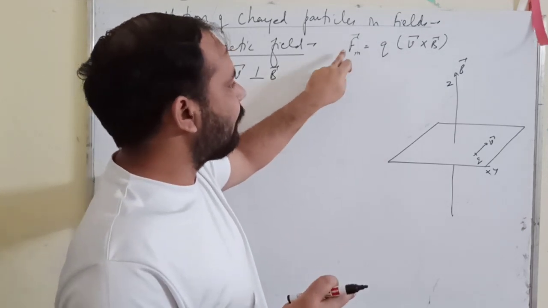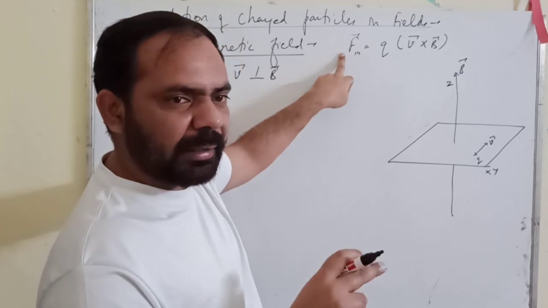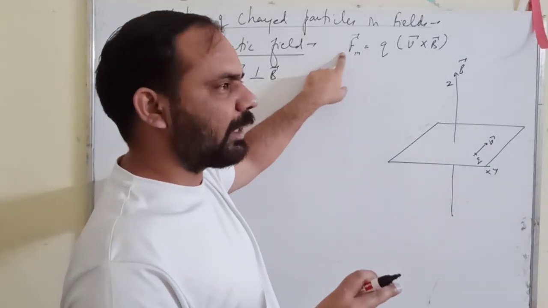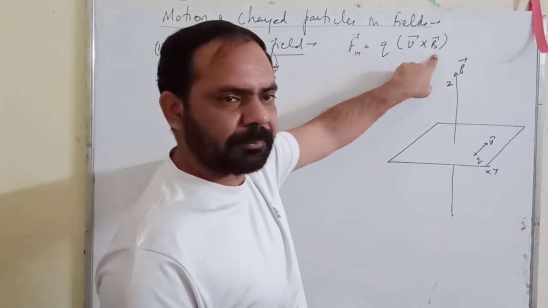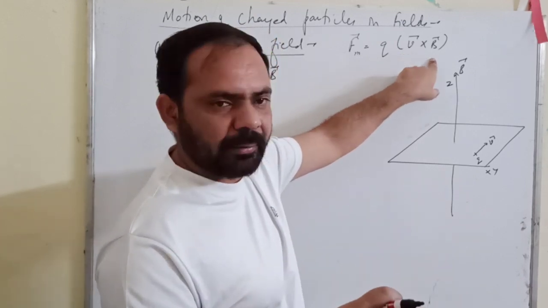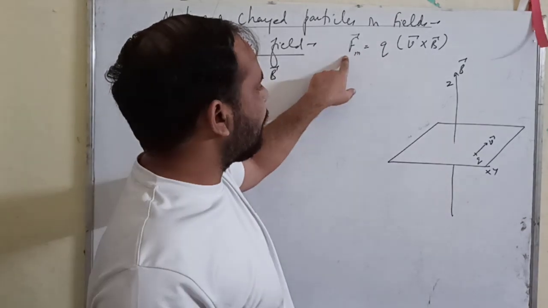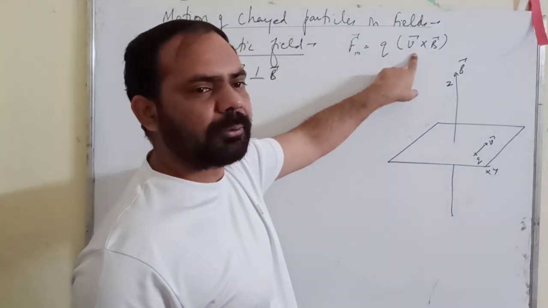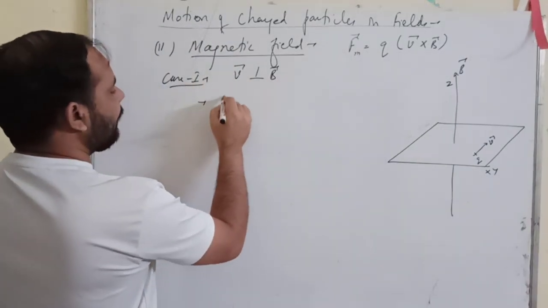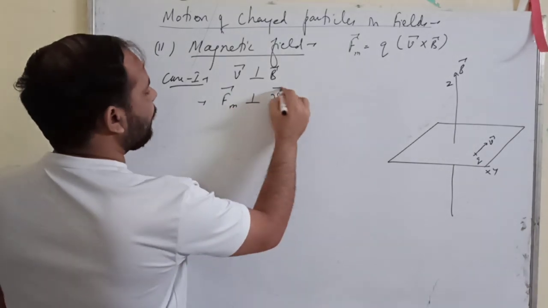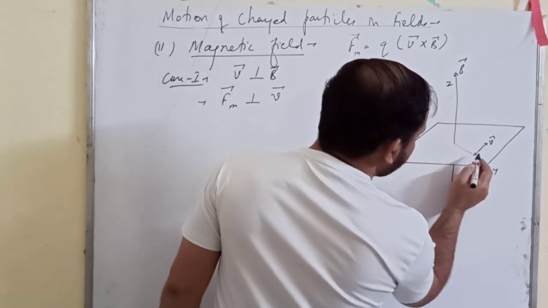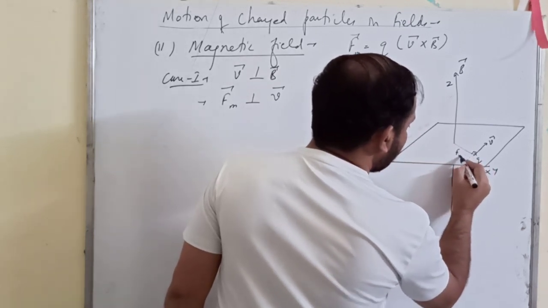It means that the magnetic Lorentz force direction will be given by the direction of the cross product. And what will be the direction of the cross product? It will be perpendicular to both v vector and b vector. So you can see here that the magnetic Lorentz force will be perpendicular to v vector, right? Since the cross product is perpendicular to v vector, Fm is also perpendicular to v vector. So the magnetic Lorentz force will be like this, Fm.